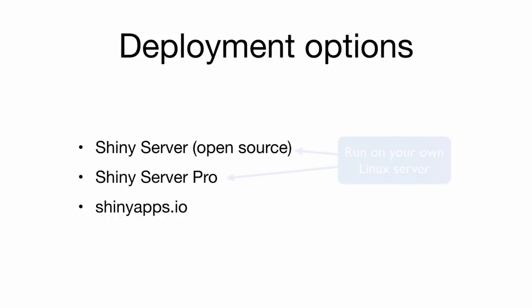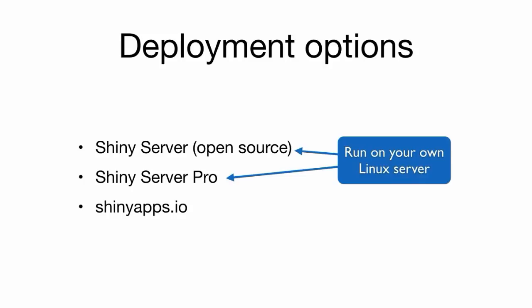Now, the first two of these, you run them on your own Linux server. So you set up your own Linux server. Either it could be in-house, or I guess you could install it in some cloud service like Amazon AWS, and then you install Shiny Server, and you can put your apps on there.